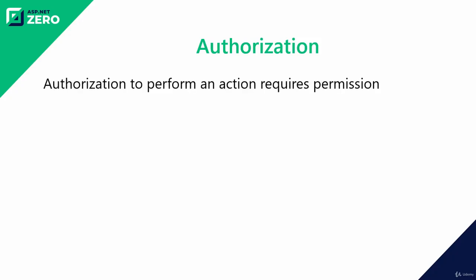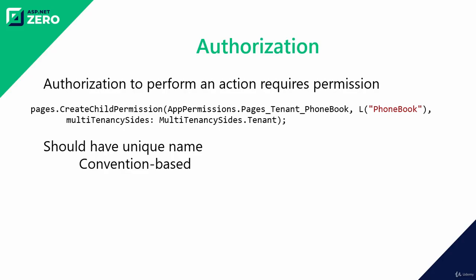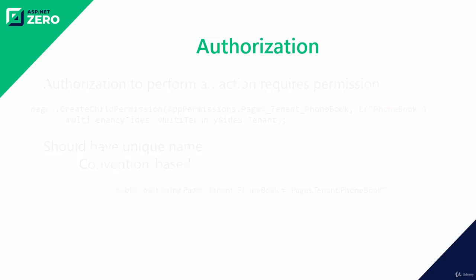Authorization in ASP.NET Zero works based on permissions that we have defined on the backend. So in the ASP.NET Core application, we'll need to define a permission in the app authorization provider first. And that's the code that you see here on the screen. The first parameter is actually the name of the permission. Permissions should have a unique name, and that's the second snippet that you see here. In ASP.NET Zero, we follow a convention to ensure that the names for these are unique.